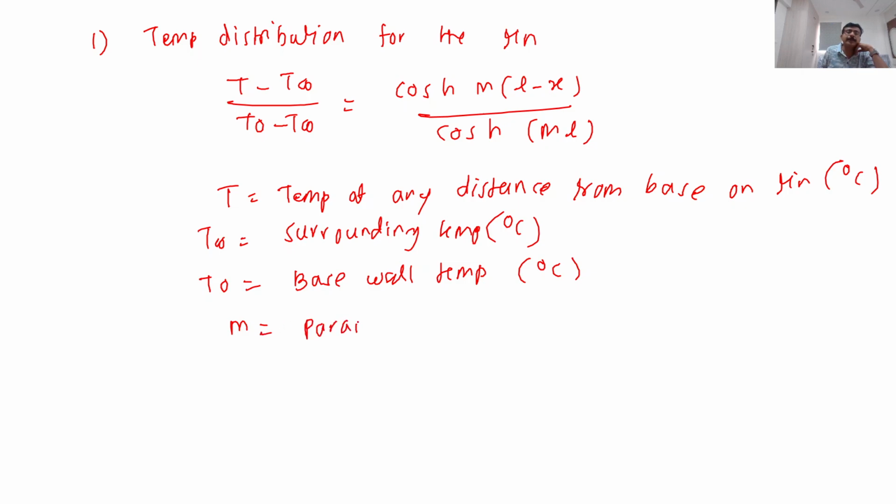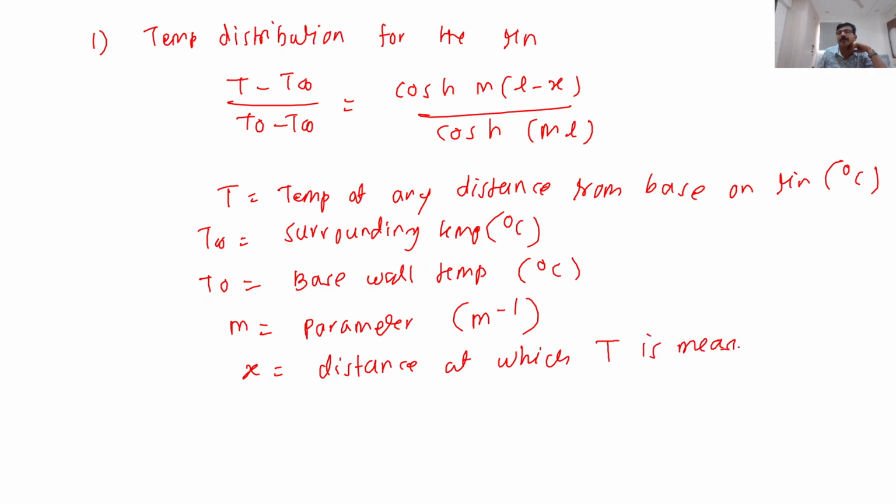It is a parameter whose unit is meter raised to -1. We will discuss the formula of m in the later part. Just remember, m is measured in meter raised to -1. Now what is x? It is the distance at which T is measured, that is, the temperature is measured from the base. And what is L?